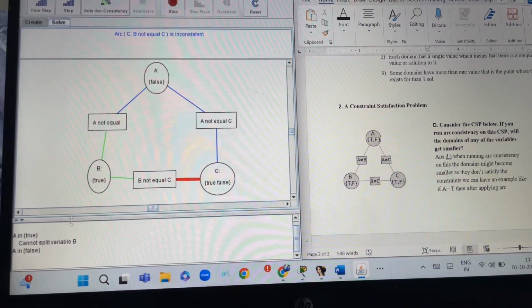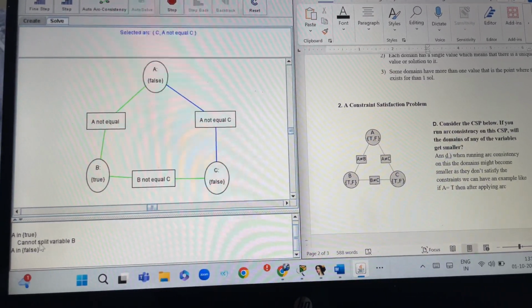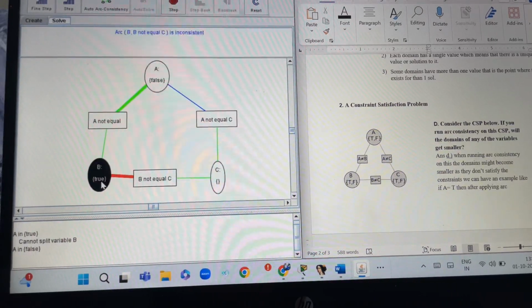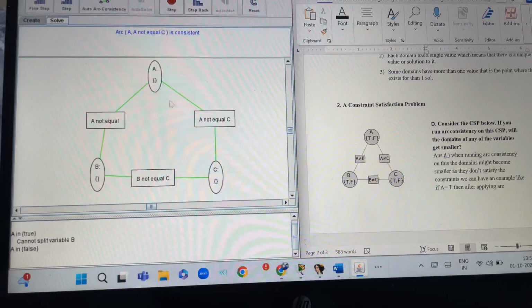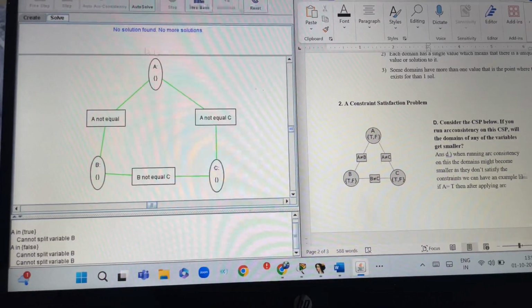Cannot split variable B. And similarly, if it's false, it won't split variable B, so there will be no solution at the end. So, no solutions found.